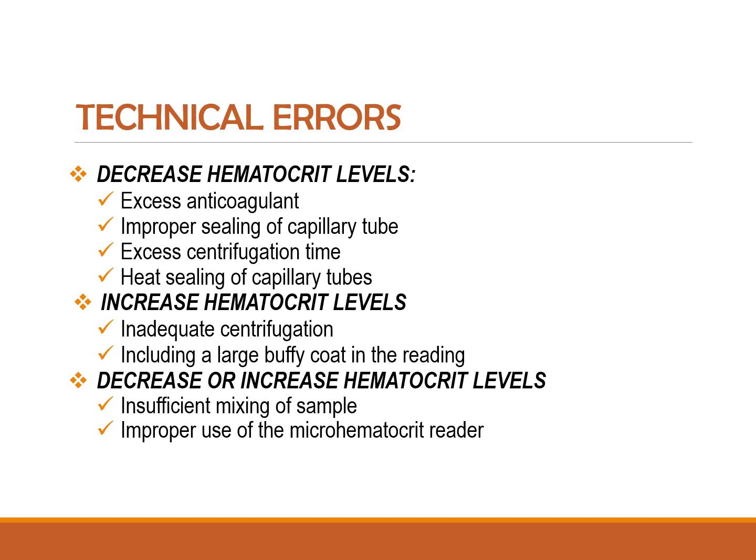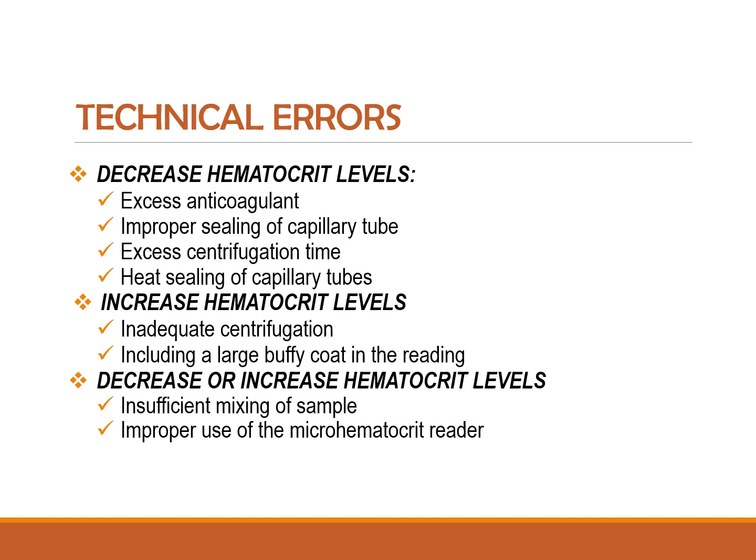Another error listed under increased hematocrit level is including a large buffy coat in the reading. The buffy coat of the specimen should not be included in the hematocrit reading because this falsely elevates the result.